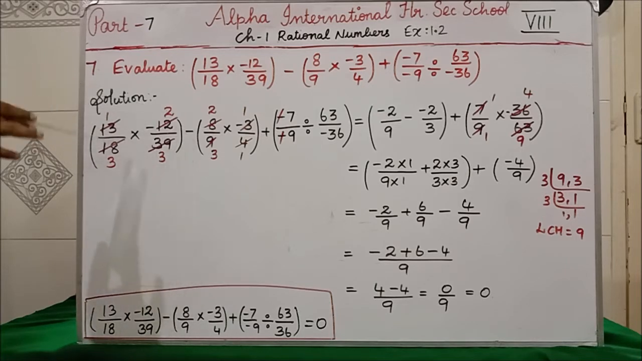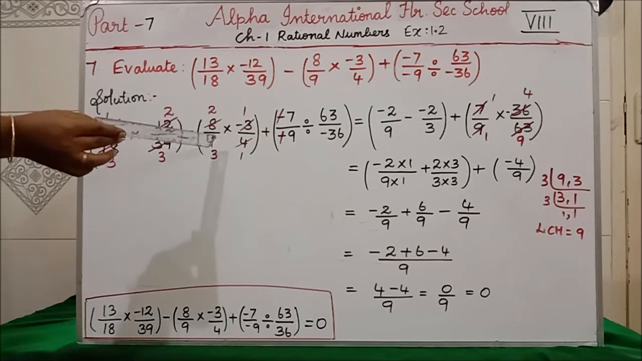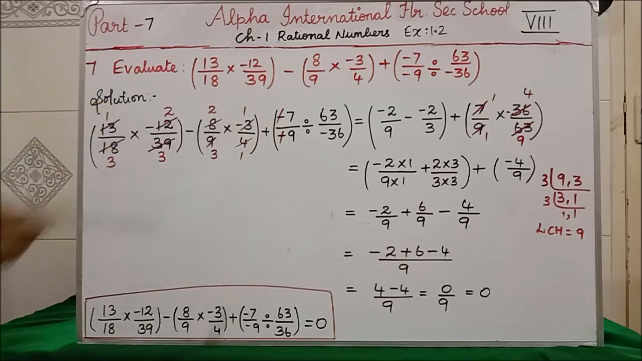In the cross side also you can cancel. But if in between you are having plus or minus, you are not supposed to cancel in the cross. Clear? You have to do only the LCM, or else you can do the cross multiplication. Clear? The next part what you have given, 8 divided by 9 into minus 3 by 4.